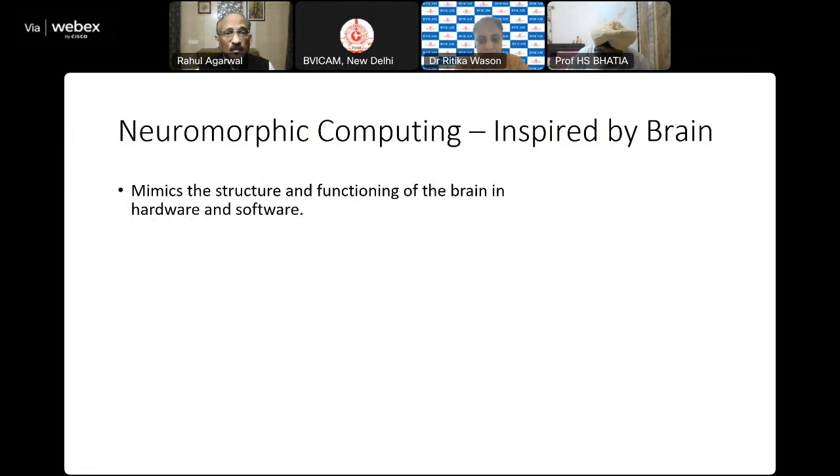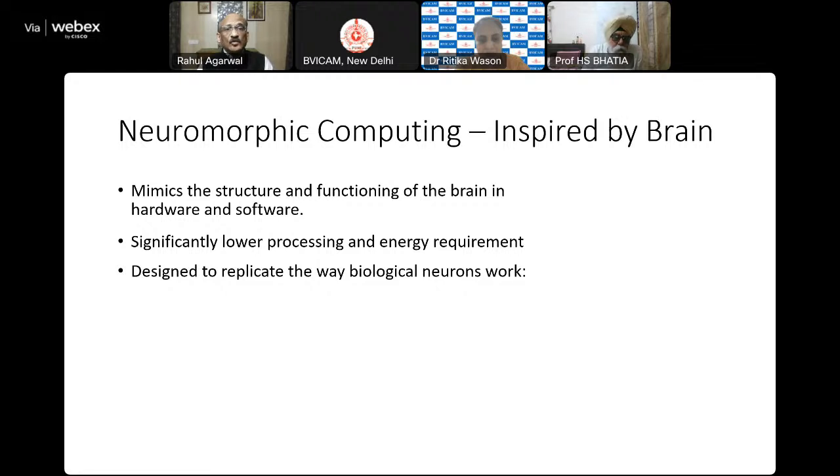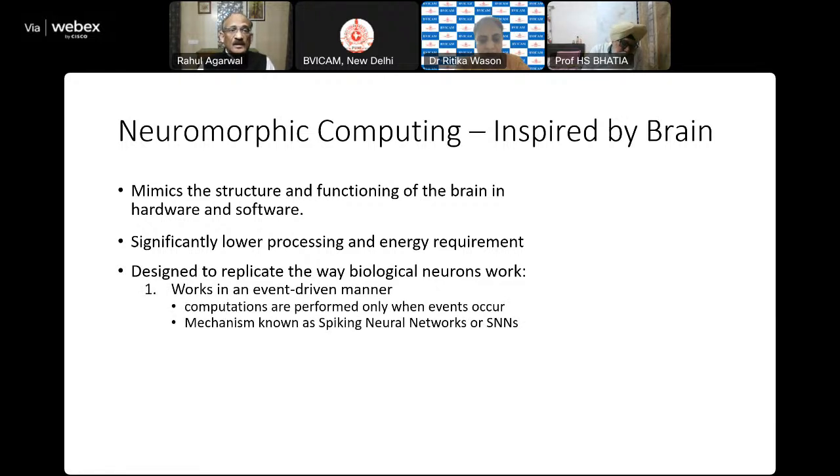So neuromorphic computing mimics the structure and functioning of the brain in hardware and software. It significantly lowers the processing and energy requirements. It's designed to replicate the way biological neurons work. For example, it works in an event-driven manner, so computations are performed only when events occur, which is a mechanism known as spiking neural networks, or SNNs.